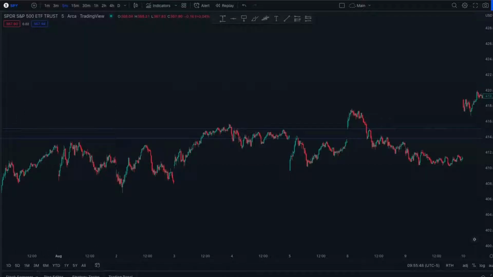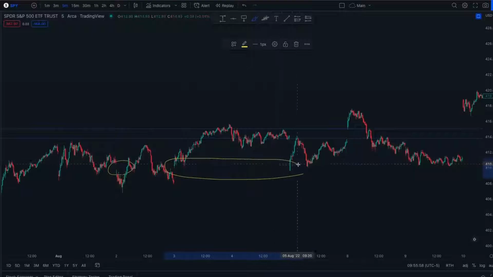Another gap. I mean, I can do this all day. Like, look at this, right? I mean, look what happens inside this gap to the left side of the circle. And then look what happens the day we open up over here, right inside the gap. And the market pushes right up and fills this gap and then continues up.